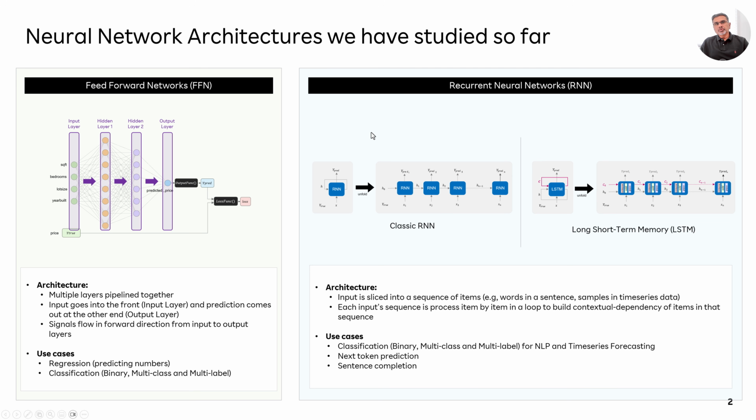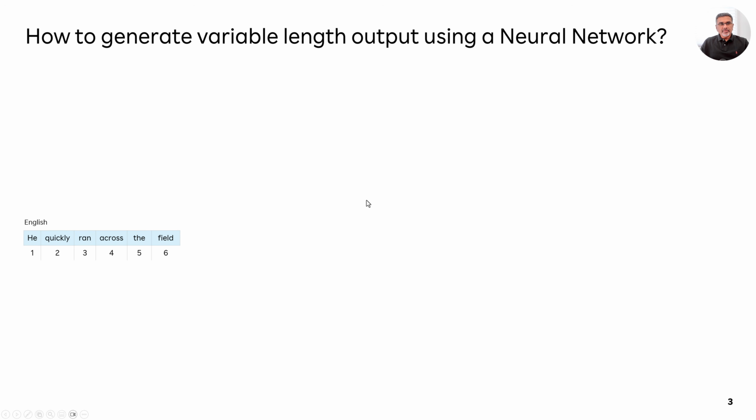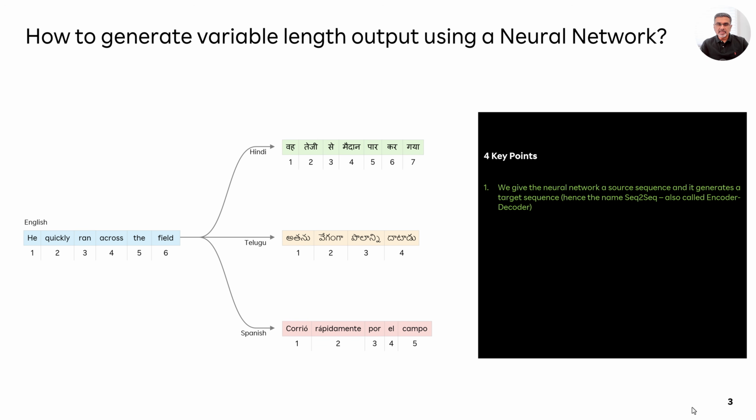Now, these are two very powerful neural network architectures. However, if you want to solve a problem like the following, you're given a sentence, and let's say the sentence is in English. It says, he quickly ran across the field. And you would like to build a neural network that can take this input or the source sentence and then convert it into a sentence in a different language. For example, you want to take an English sentence and convert it into Hindi or Telugu or Spanish and so on. So, what kind of a neural network architecture will allow us to do these kind of things?